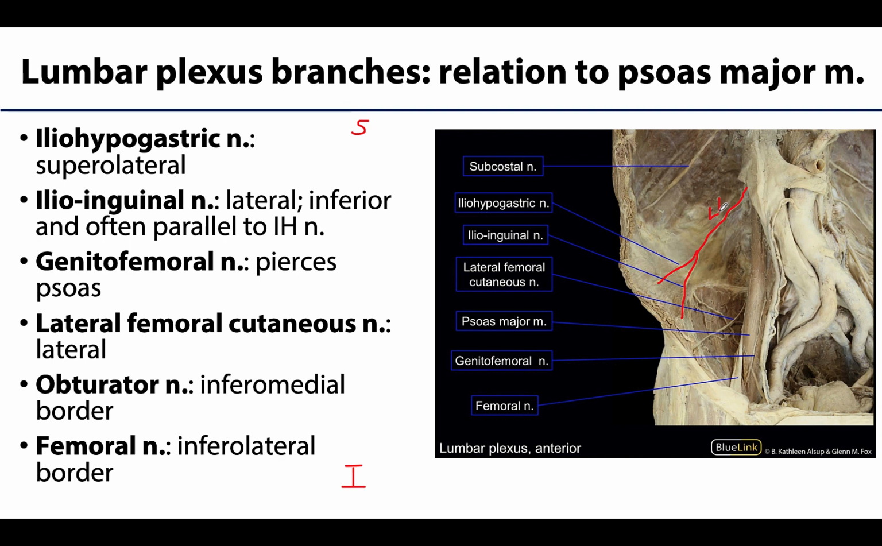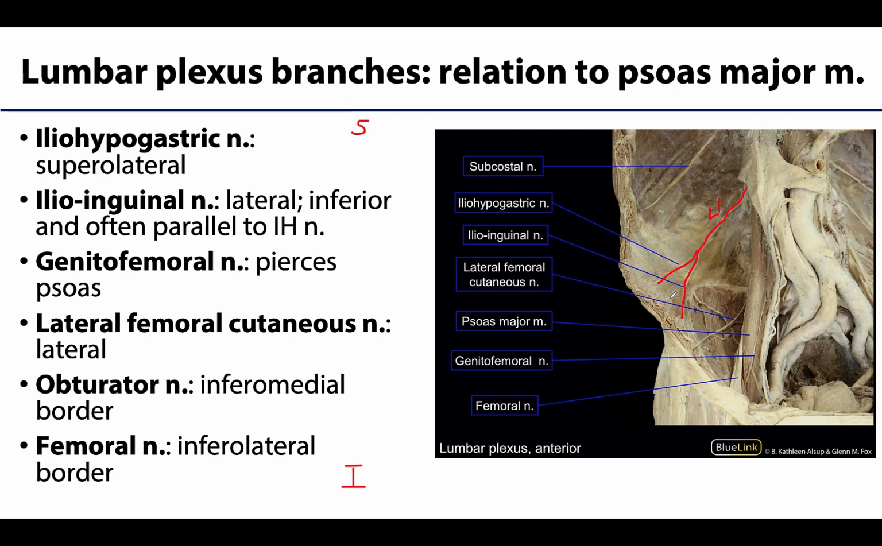But if you don't have them coming off the common trunk, generally you'll have the iliohypogastric being the more superior one, with ilioinguinal a little bit more inferiorly placed. I hope you recall that the ilioinguinal nerve is going to traverse the inguinal canal, and so we'll come back to that in a moment as well.